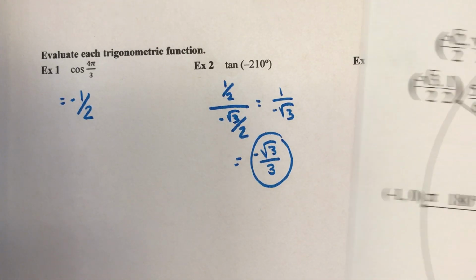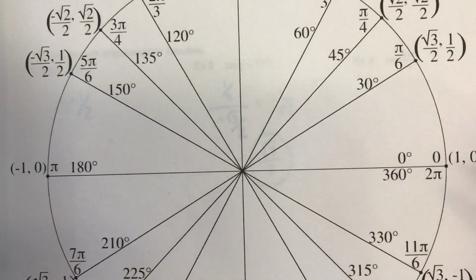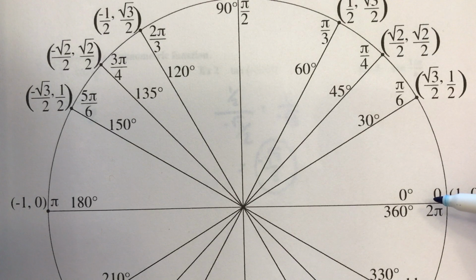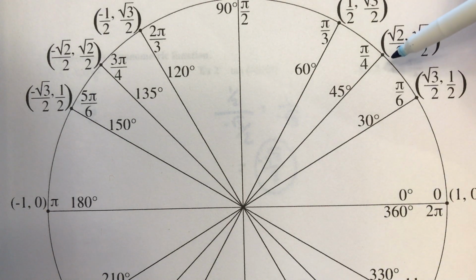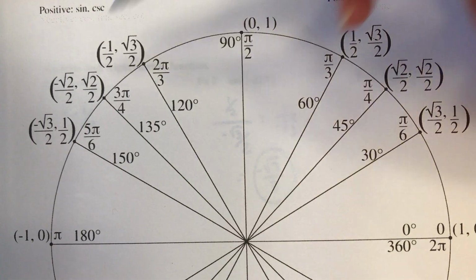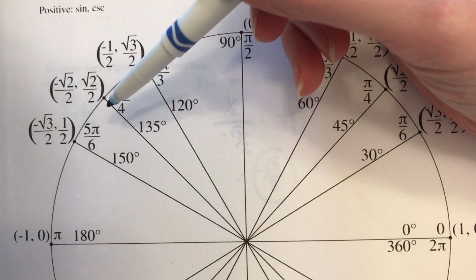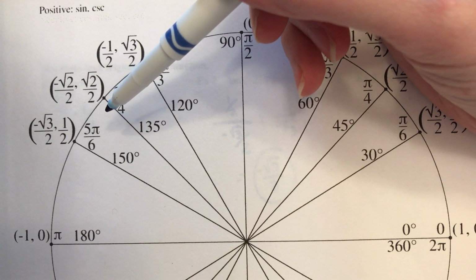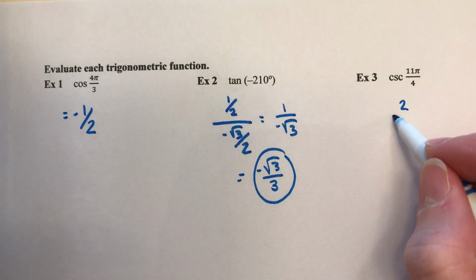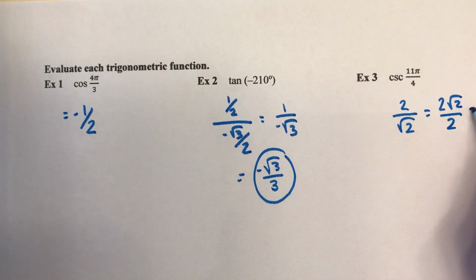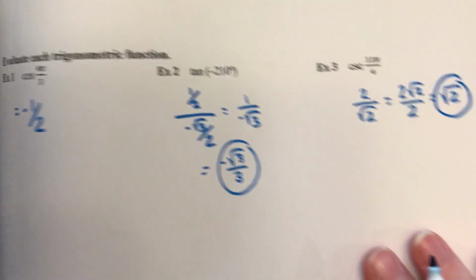Okay, last one, 11 pi over 4. Now that is not on the unit circle. 2 pi over 4 is the same thing as 8 pi over 4. So if I went 9 pi over 4, 10 pi over 4, 11 pi over 4, it would be in the same spot as 3 pi over 4. Now the question is asking for cosecant. So that's the reciprocal of sine. Sine is root 2 over 2. So if I write that as 2 over root 2, that would become 2 root 2 over 2, which is root 2.